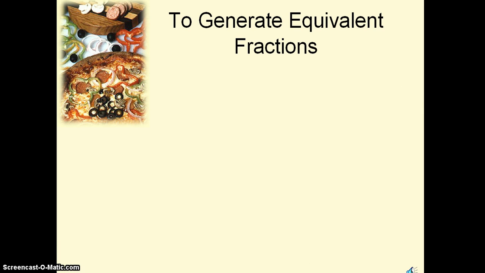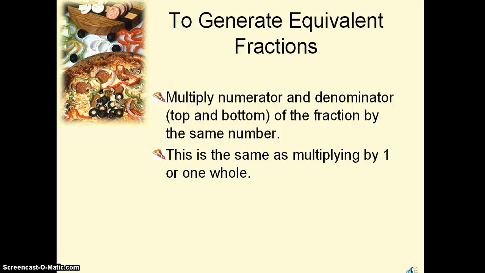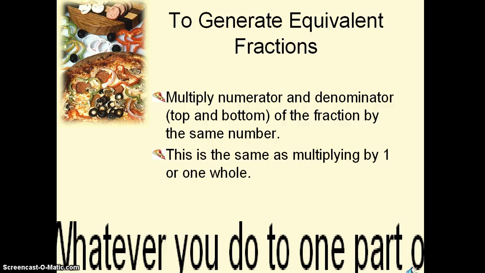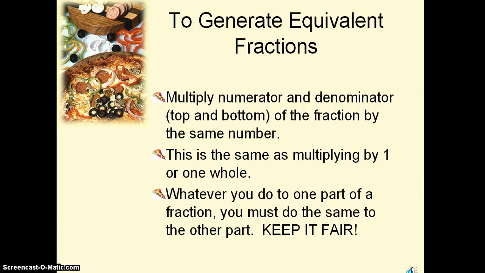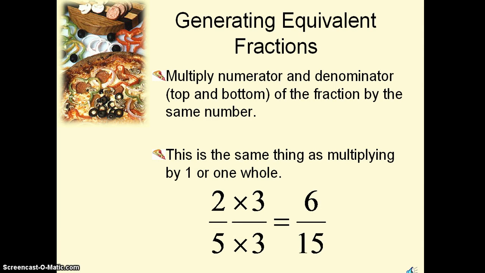Okay, so to generate equivalent fractions, you multiply the numerator and the denominator, the top and the bottom, of the fraction by the same number. This is the same as multiplying by 1 or 1 whole. Whatever you do to one part of the fraction, you must do the same to the other part. Keep it fair. So if I take 2/5 and multiply it by 3/3, I get 6/15. 6/15 and 2/5 are equivalent to one another.